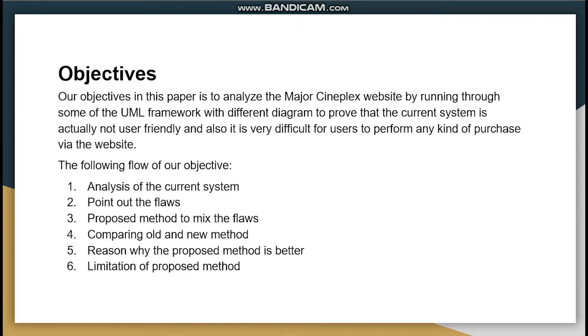Okay, there are 4 objectives. The first is analysis of the current system. The next is to point out the flaws. The third is to propose a method to fix the flaws. Next is comparing the old and new methods and the reason why the proposed method is better. And the last one is the limitation of the proposed method.